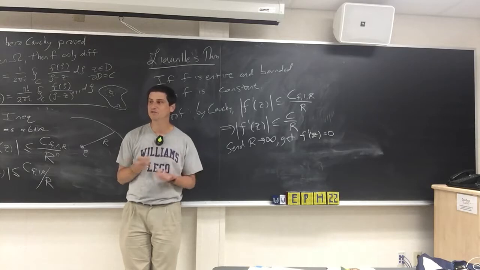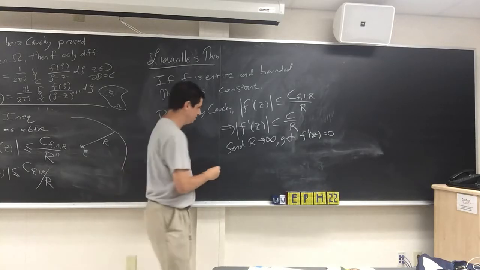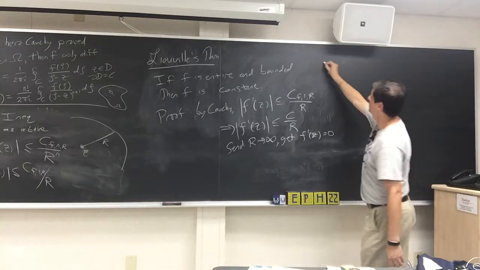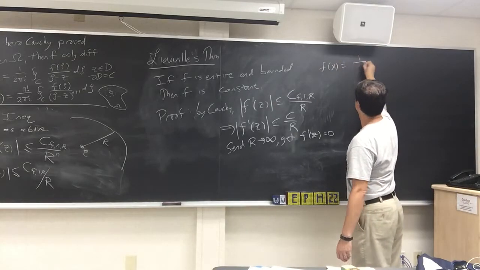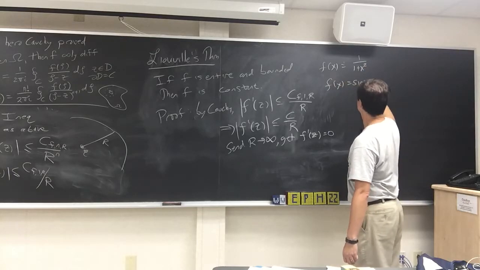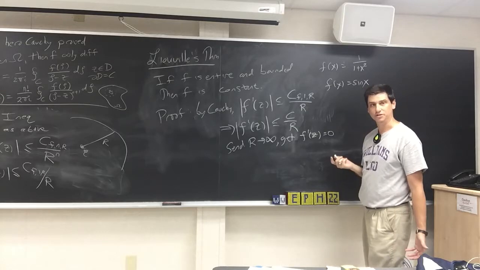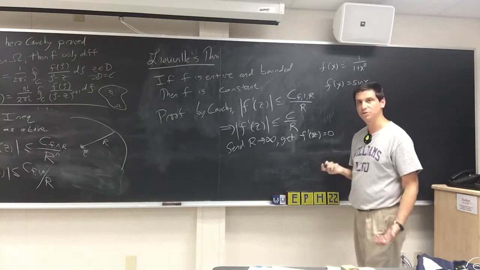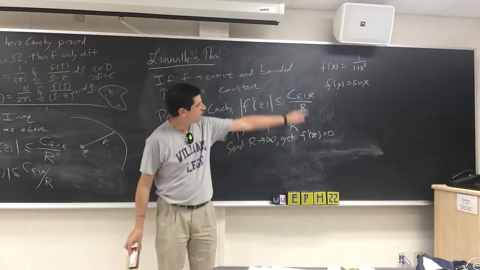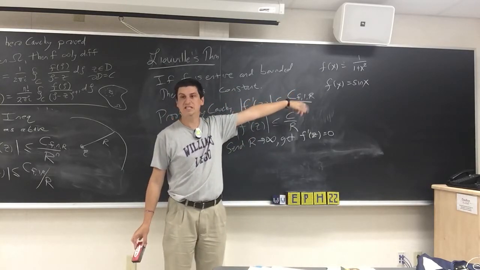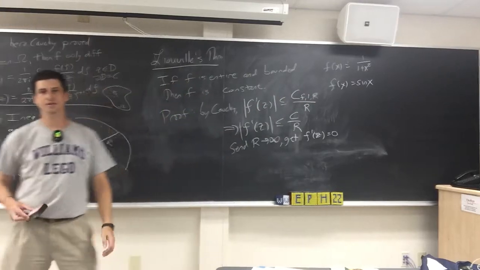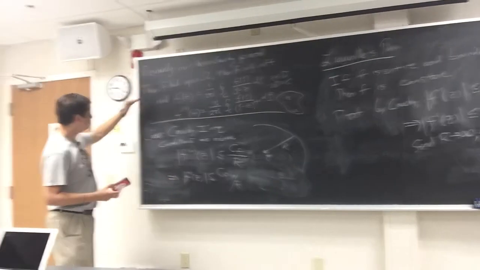This is extremely different than the real variable case. In the real variable case, we could consider the function f of x is 1 over 1 plus x squared, or f of x is sine of x. These are nice functions. They're bounded everywhere. They're differentiable everywhere. Functions like this do not exist in the complex plane. So if you take 1 over 1 plus z squared, as z approaches i, that's actually going to approach infinity.